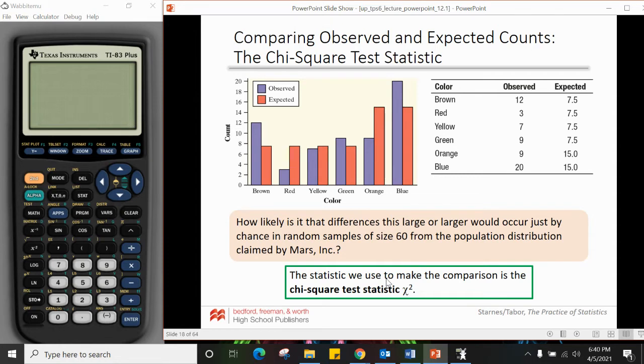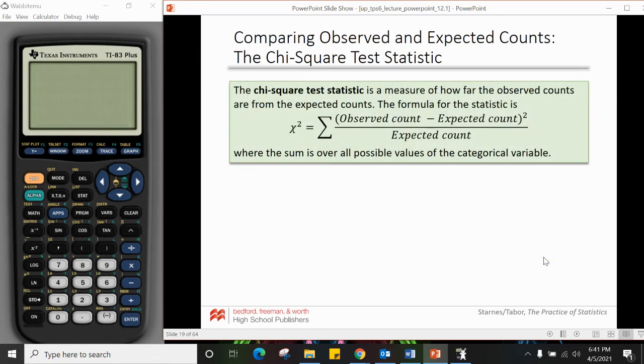The statistic we use to make this comparison is called the chi-squared test statistic. So it's pronounced chi-squared. That's how it's spelled. Or it's also this kind of fancy X with the squared number on it, which is the symbol for it. Think back to other test statistics we used, like p hat or x bar. They are test statistics that we're going to use. Here we are using our chi-squared.